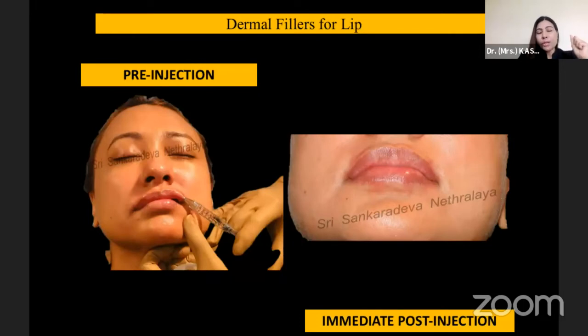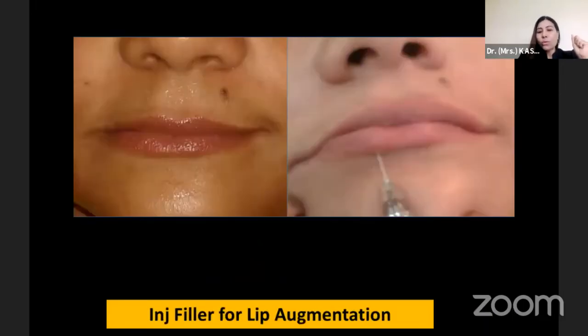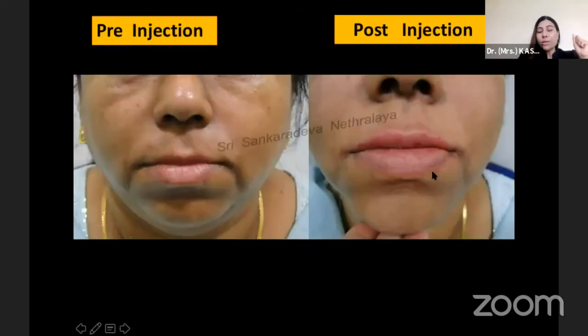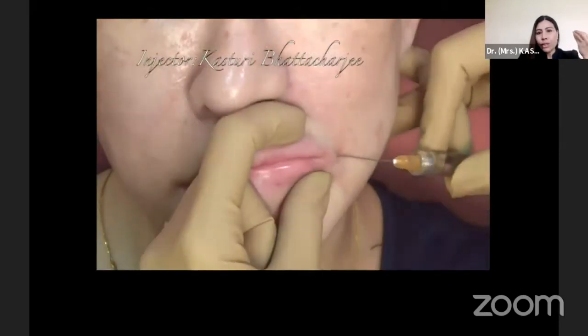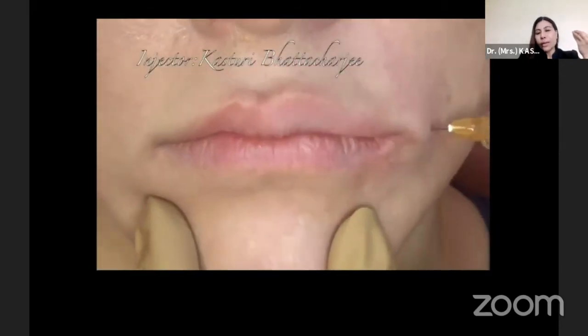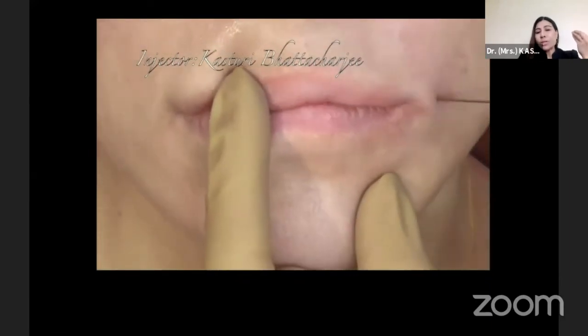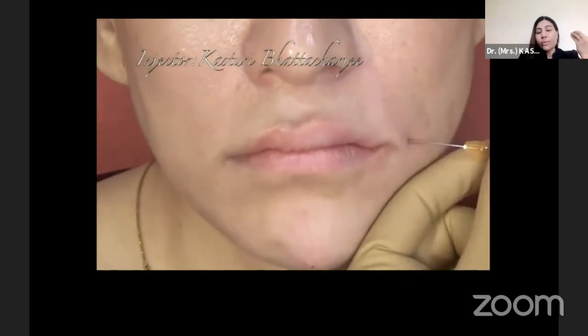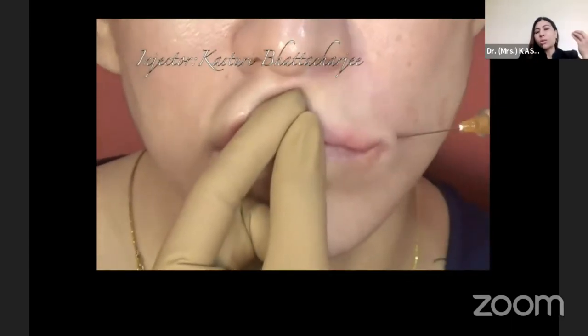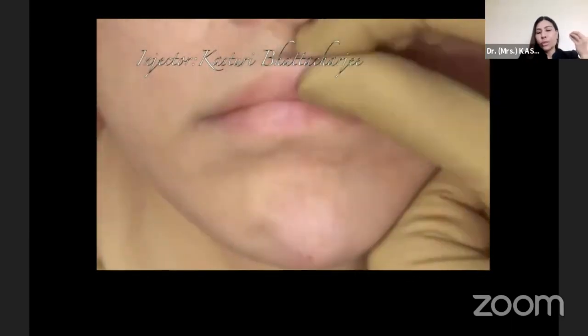So this can be managed by an injection technique or with a cannula technique. If you want to augment the pillars, this is best done by injection technique. But if you want to enlarge or give volume and also make the lip look much younger, the best is by doing a cannula. Patients like this are sometimes so fair that you don't want to have a bruise. The advantage of the cannula is that you don't have a bruise. The patients are much happier.